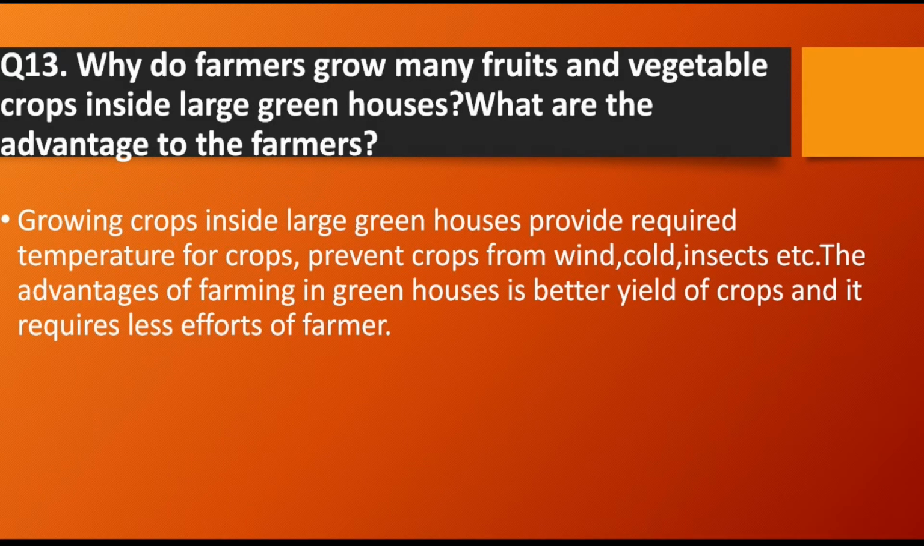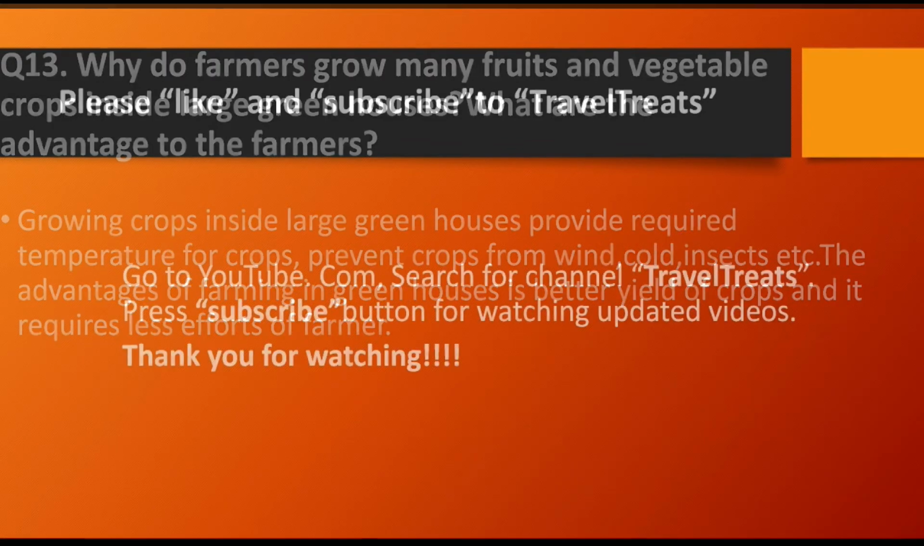Why do farmers grow many fruits and vegetable crops inside large greenhouses? What are the advantages to the farmers? Growing crops inside large greenhouses provides required temperature for crops and protects crops from wind, cold, insects, etc. The advantages of farming in greenhouses are better yield of crops and less effort required by the farmer.